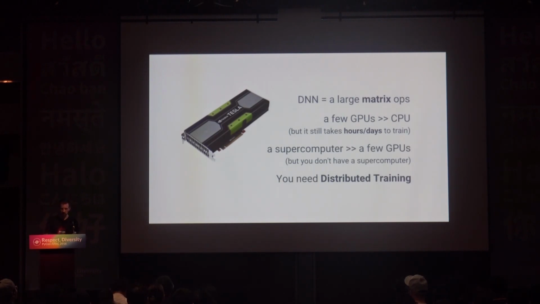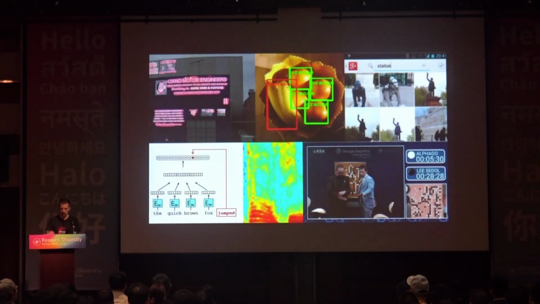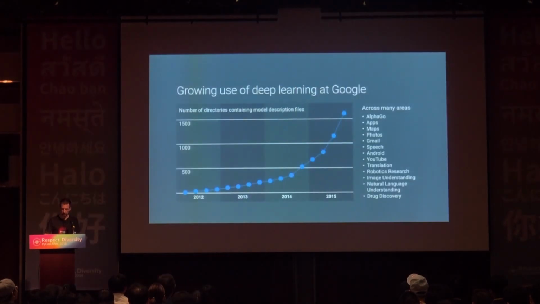So you need a way to distribute training among many machines so that normal people can actually do machine learning. We've been doing this at Google quite a lot. We've incorporated it into a lot of products like Google Photos, Google Street View, and Google Maps.